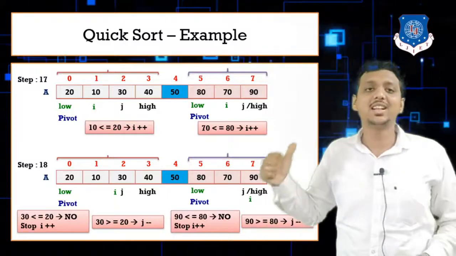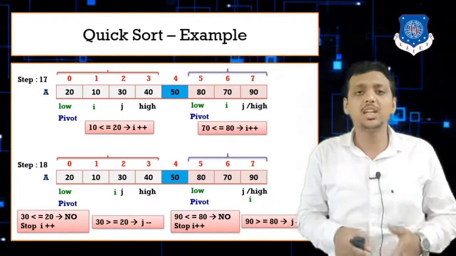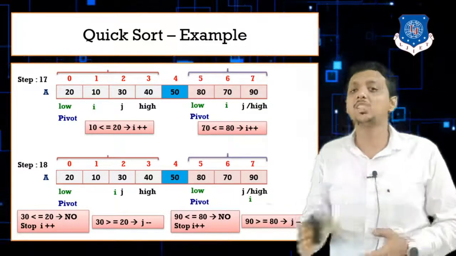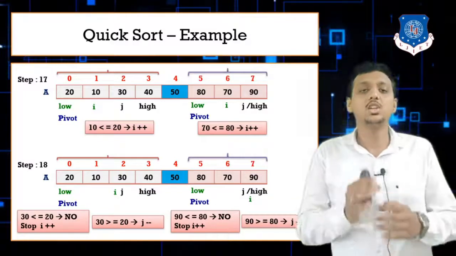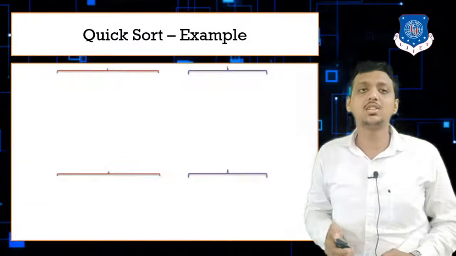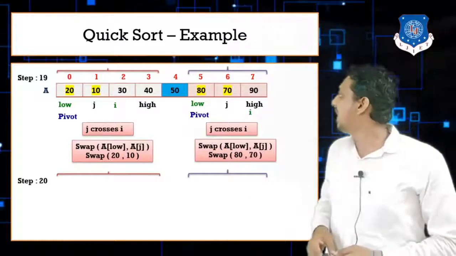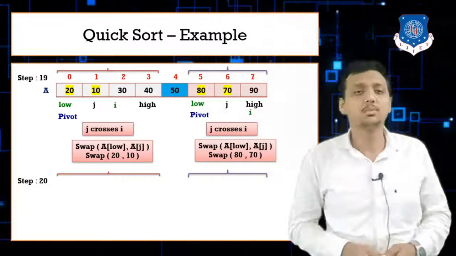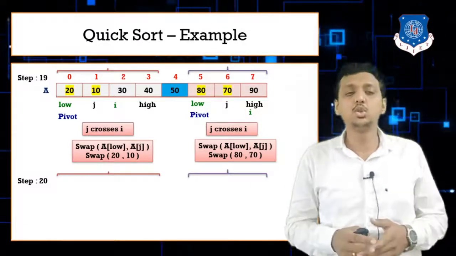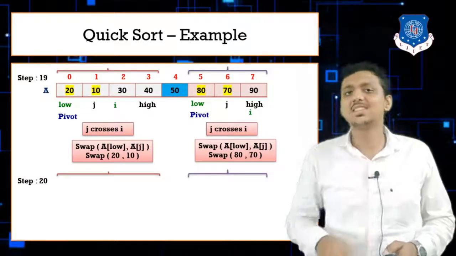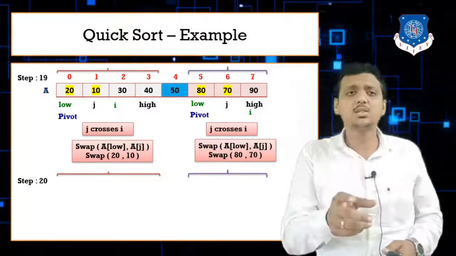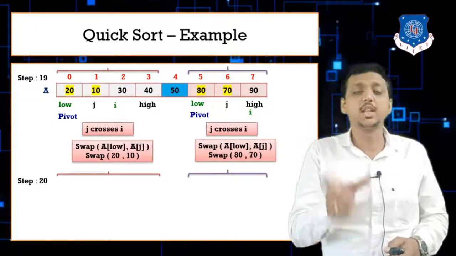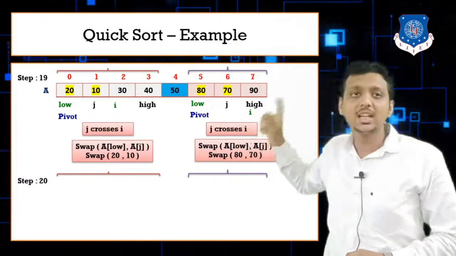Now on the right side, 90 less than or equal to 80 is false, so I stops. Next, 90 is greater than or equal to 80, the condition is true, so J is decremented. So this is my new step: J crosses I on the left side and the right side, in both sublists. Fine. So now what to do? You need to swap, so watch very carefully. Here I need to swap which elements? Pivot and A of J, or we can say A of low and A of J. So A of low, on the left side we have 20 and 10.